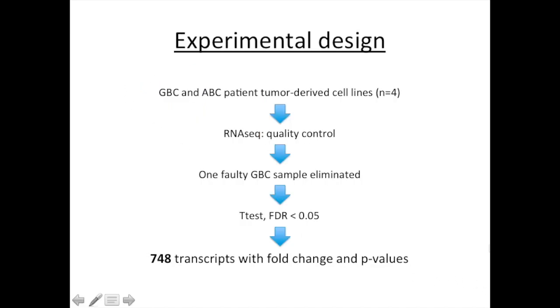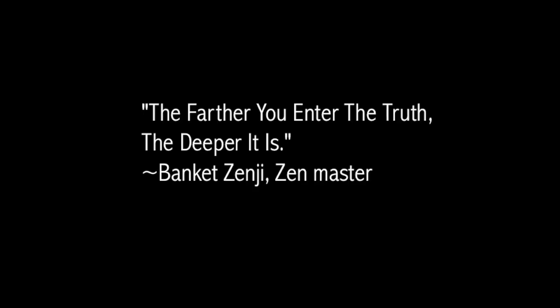It's experimental design. I know I'm going over this, but again, we had an N of 4 versus 4. We did some quality control. We took out one GBC sample. From that, we were able to put a list together using a false discovery rate of less than 5%, and we ended up with 748 transcripts. Okay? This is what we're going to start off with. This is what we're going to analyze. Okay, we'll come back to that.